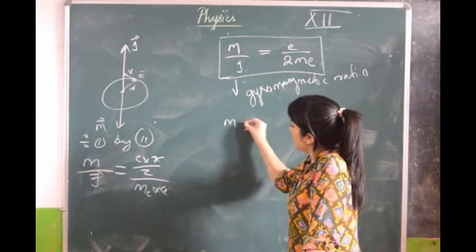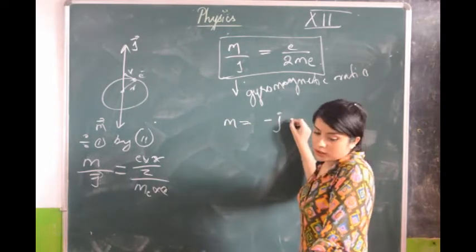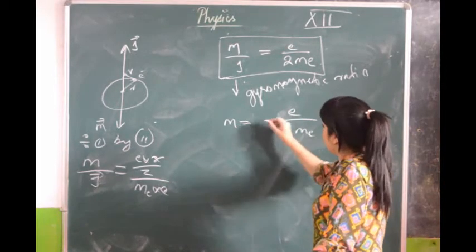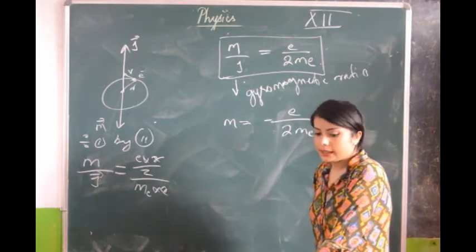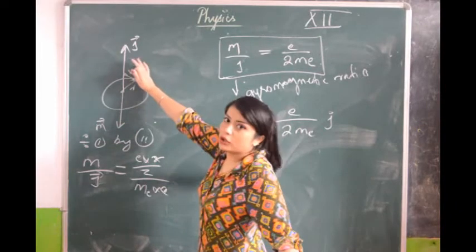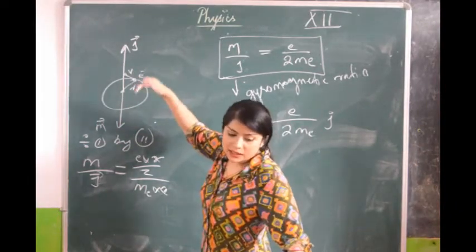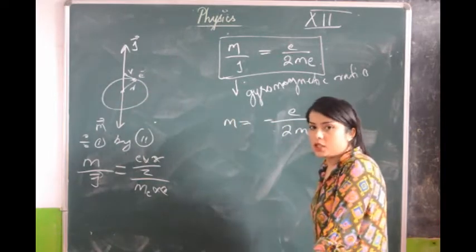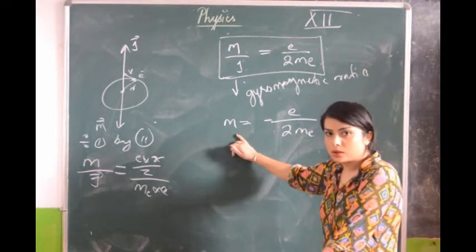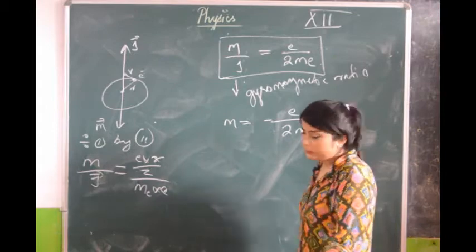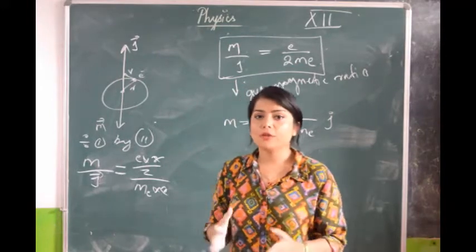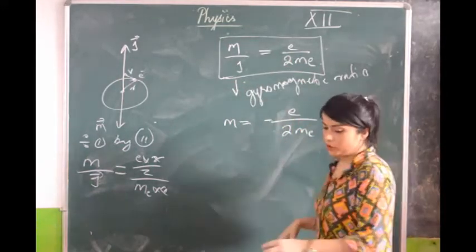Now, in actuals, M is minus e into L by twice m e. I have written this minus sign over here. This signifies that magnetic dipole moment and orbital angular momentum are opposite in direction. The unit of magnetic dipole moment I have already given you, that is ampere meter square or joule per Tesla. This is for the magnetic dipole moment of a revolving electron. This will be the final equation.